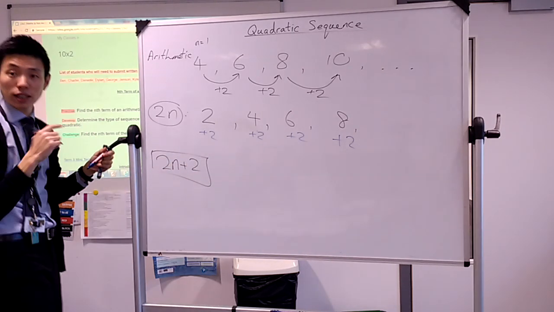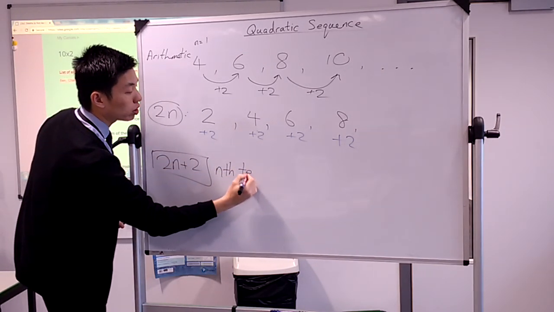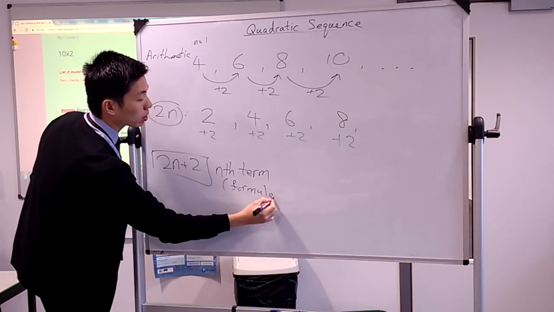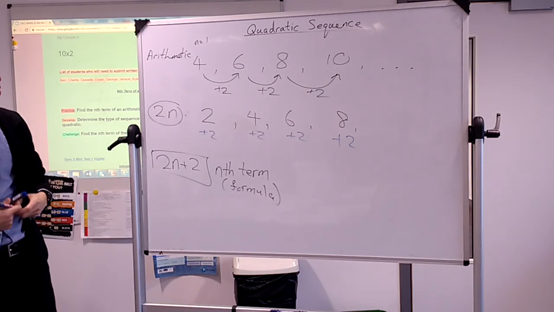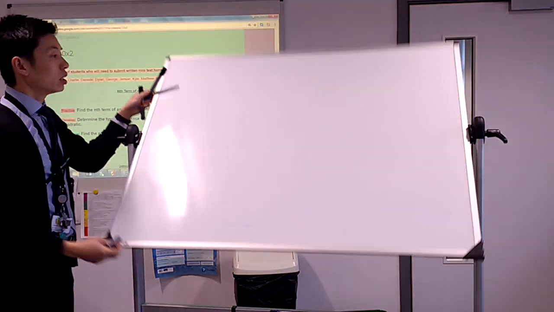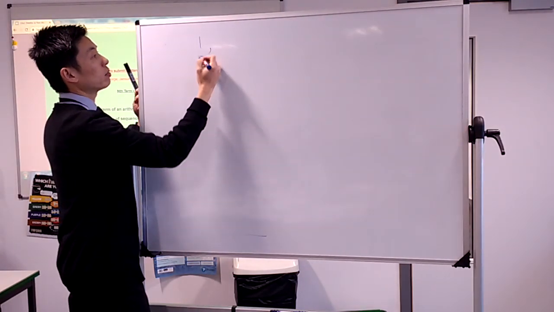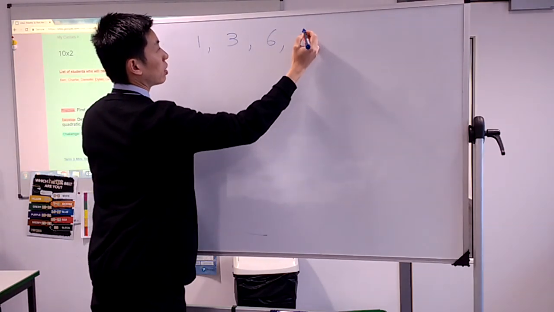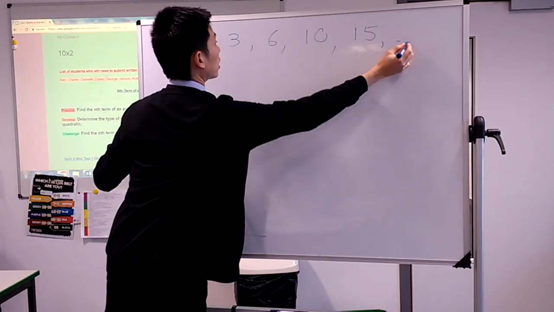And hence, that is my final nth term. The nth term is a formula for finding any term in a sequence. Okay, that's the arithmetic. So now, what happened to this sequence? Let's start with 1, 3, 6, 10, 15. What's the next number?